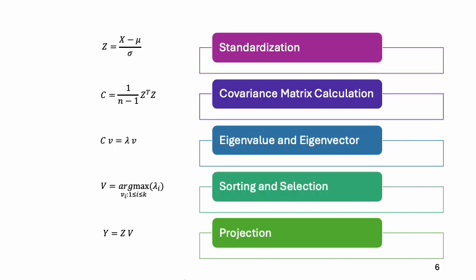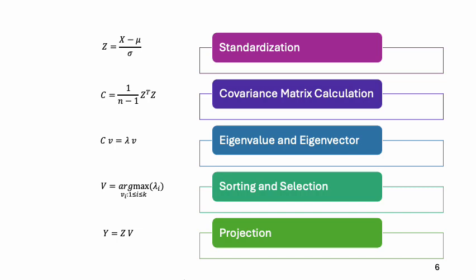The fourth step is sorting the eigenvectors. The eigenvectors are sorted in descending order based on their corresponding eigenvalues. The largest eigenvalue represents the direction with the most variance in the data, and the corresponding eigenvector is the first principal component. Here, K represents the number of dimensions to be retained, and V represents the top K eigenvectors with the highest variance.